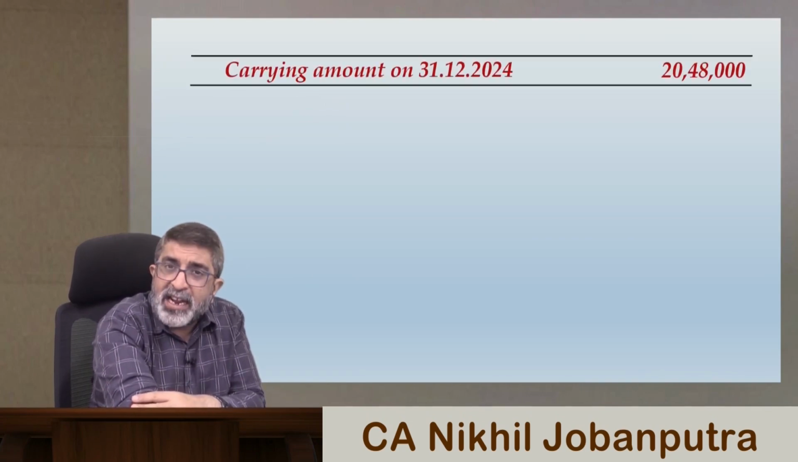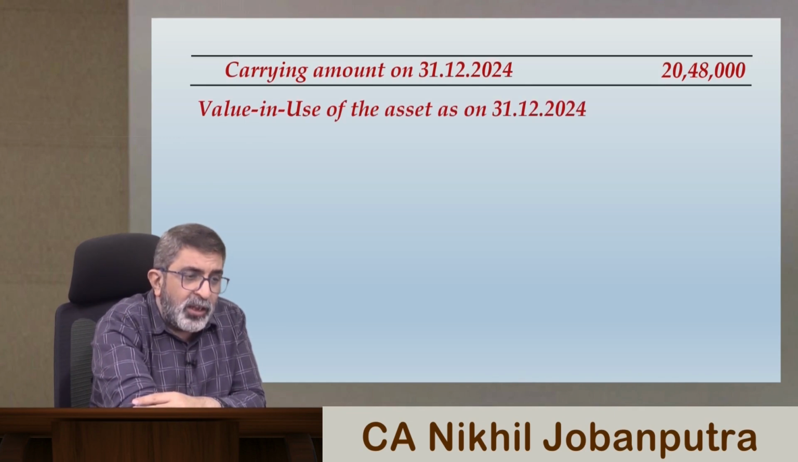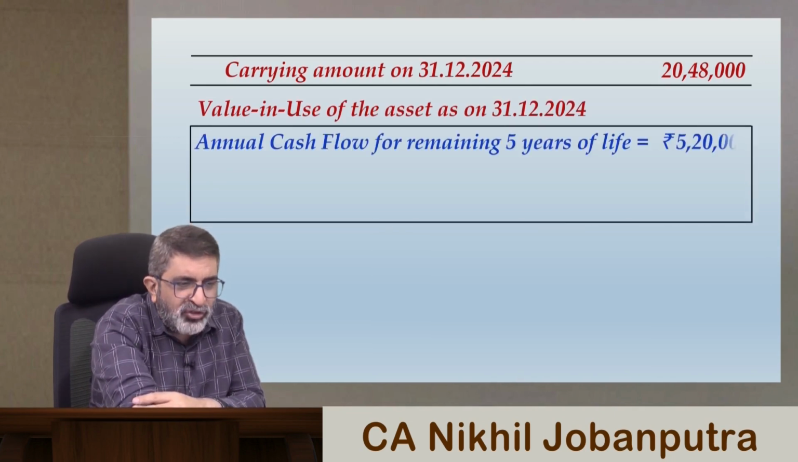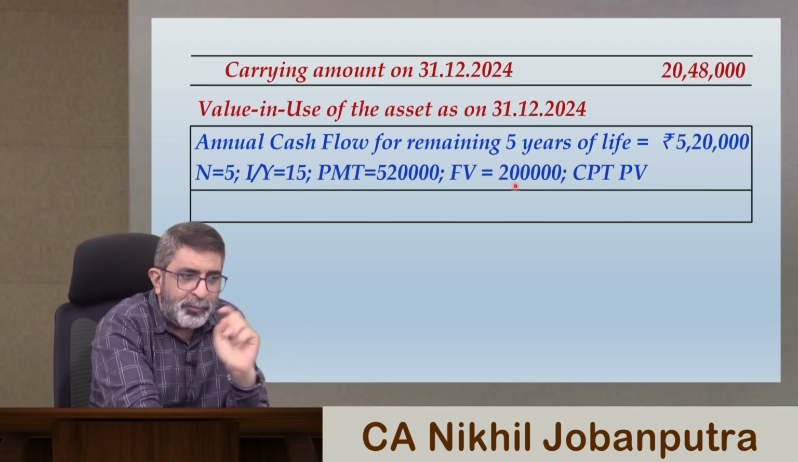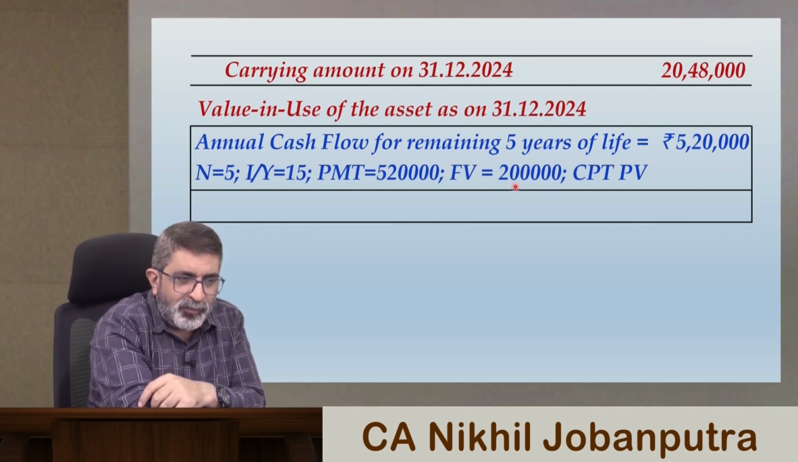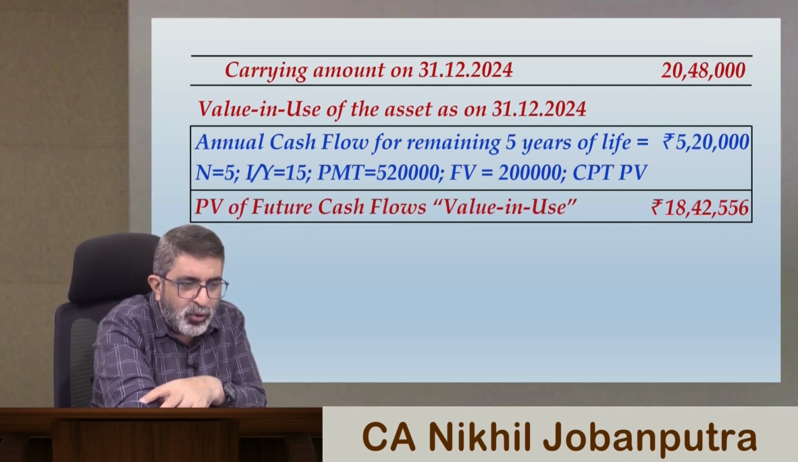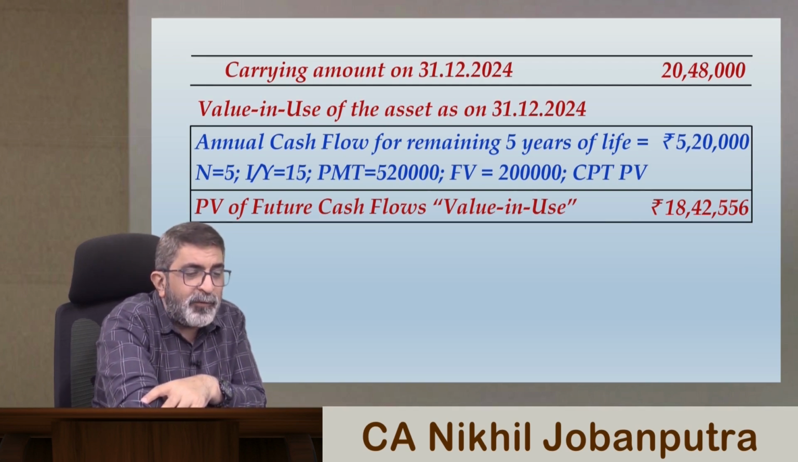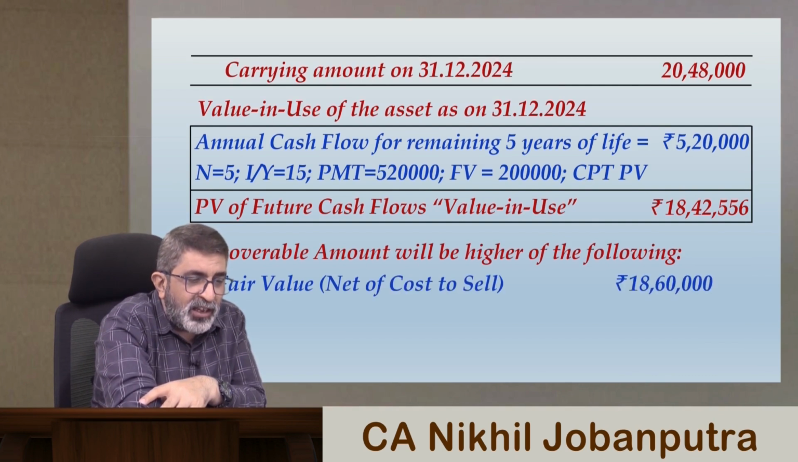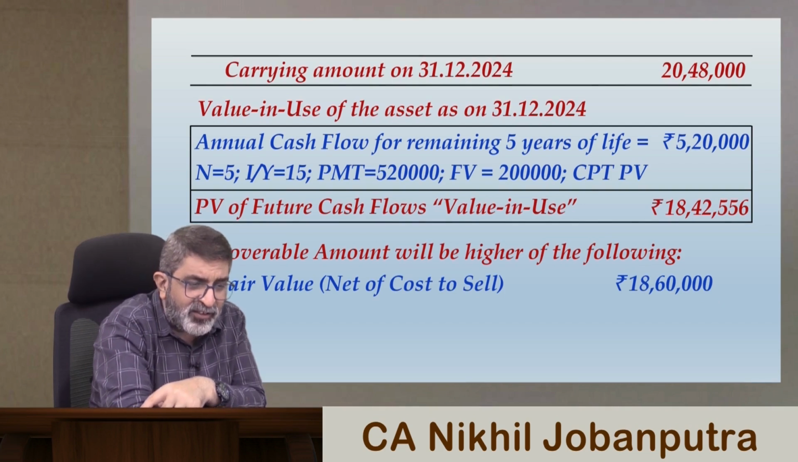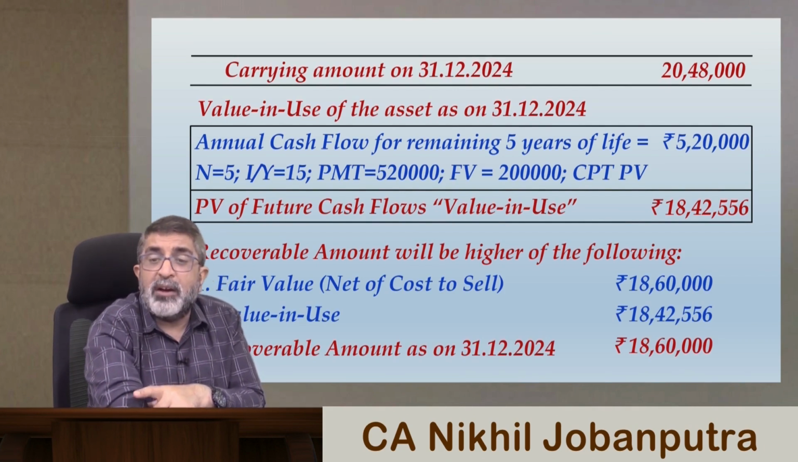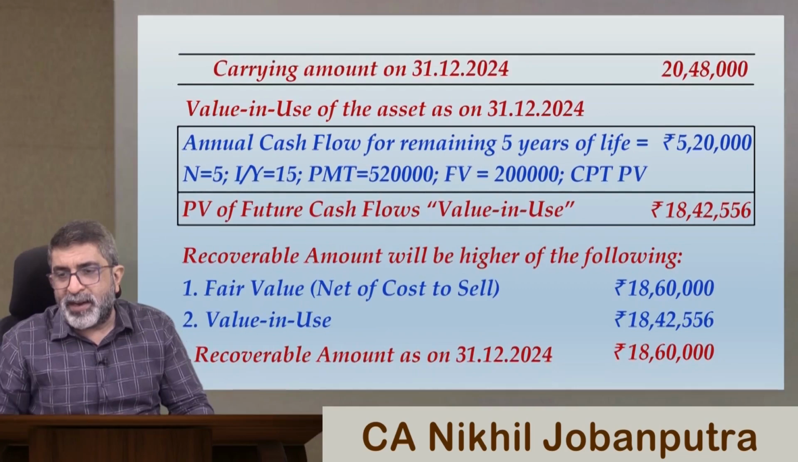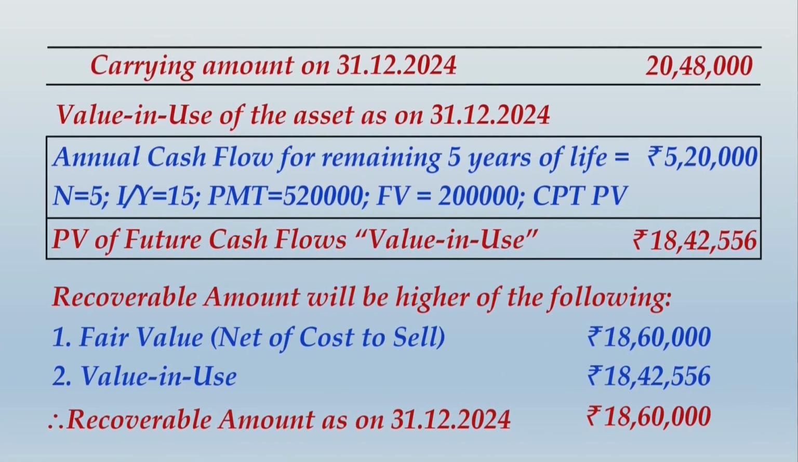You will first write up the carrying amount as given, 20,48,000. Now this time when you are computing the value in use, one change that will happen, instead of putting FV as 0 like earlier in the previous example, you will put FV as 2 lakhs. And when you now compute the present value, what you get is 18,42,556. Compare that with the fair value less cost to sell, which in this example is given as 18,60,000. So between the two, the higher is 18,60,000. That becomes the recoverable amount on 31/12/2024. So please write up this much and then I take you ahead.